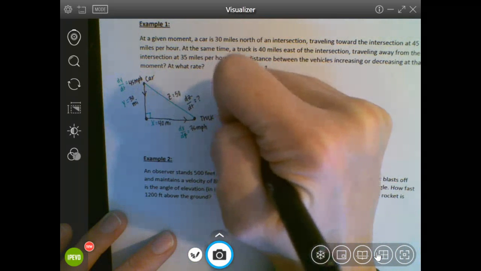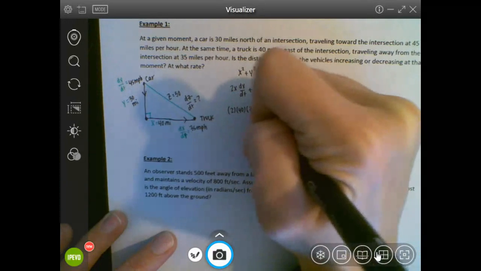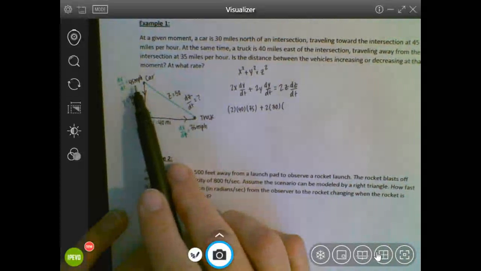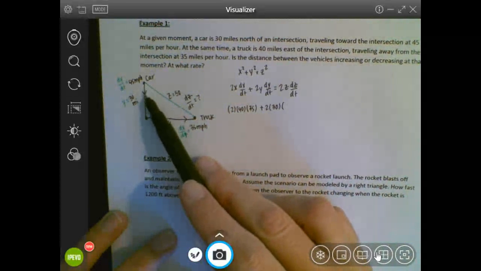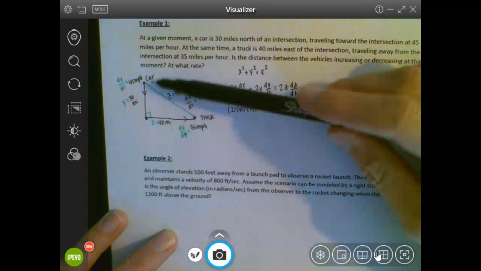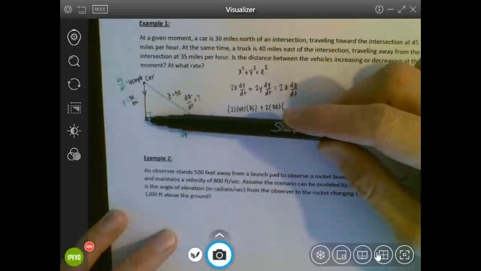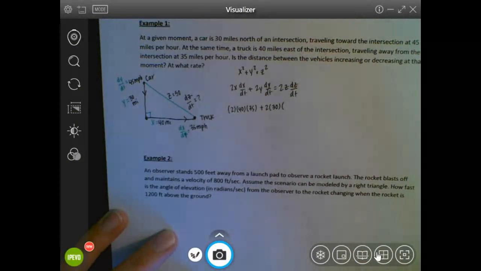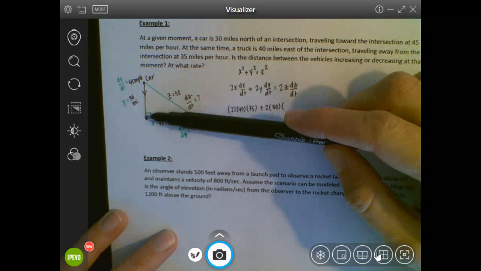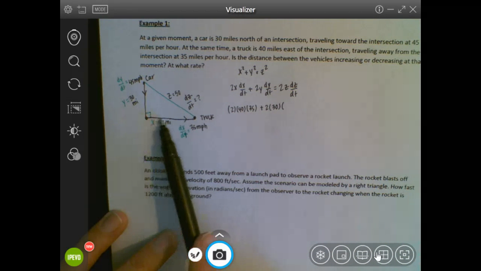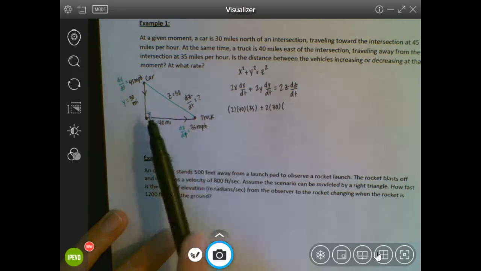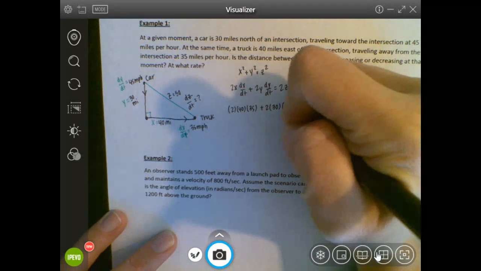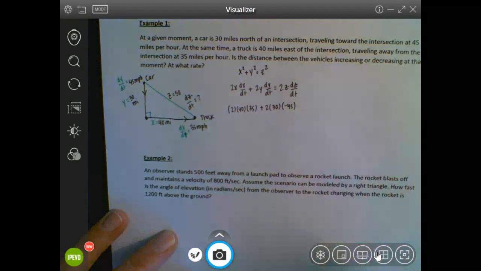So it's going to be 2 times 40 times 35 plus 2 times 30 times, and we have to be careful with this rate here. Since this car is heading towards the intersection, this length here is actually going to be getting shorter as the car travels. So this rate, this dy/dt, is actually going to be a negative 45 because this distance is decreasing as the car moves. We can keep this rate, the 35 miles per hour, positive because as the truck moves this way, this distance is increasing or getting longer. So when I plug in my dy/dt, I'm going to make that a negative 45.